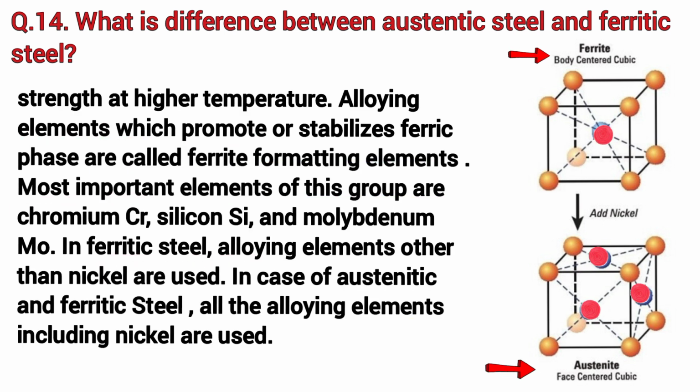Alloying elements which promote or stabilize the ferrite phase are called ferrite forming elements. Most important elements of this group are chromium Cr, silicon Si, and molybdenum Mo. In ferritic steel, alloying elements other than nickel are used. In case of austenitic steel, all the alloying elements including nickel are used.